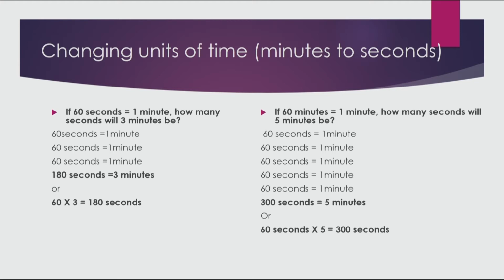That's method number 1. You can also use method number 2, which is 60 multiplied by 3, or 60 times 3, because there are 3 minutes. So the 60s should be counted 3 times. 60 times 3, which is 180.